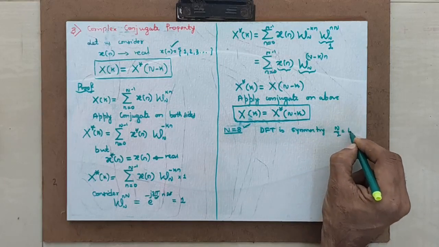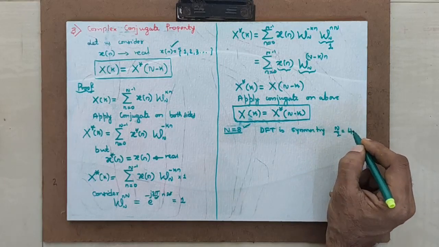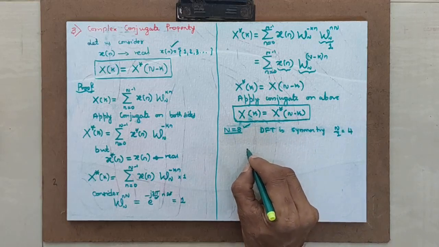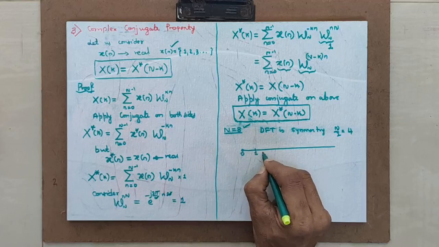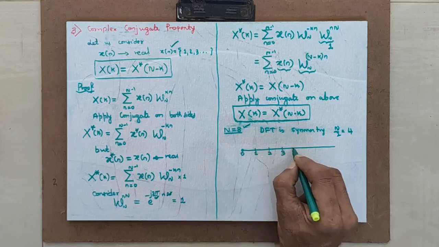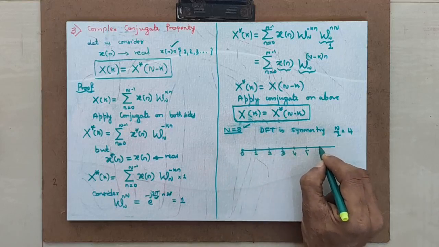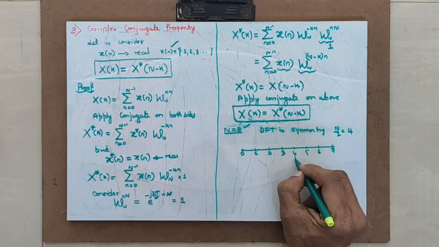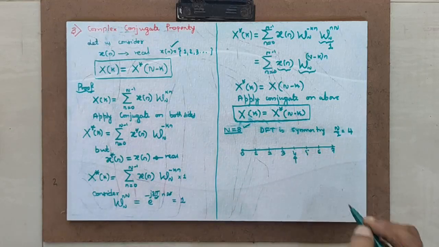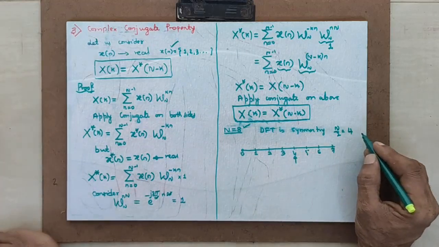What is n by 2? 4. That means it is symmetric about n by 2. Now there are 8 points, correct? 0, 1, 2, 3, 4, 5, 6, 7. It is symmetric about 0.4. It is symmetric about n by 2 or 0.4.